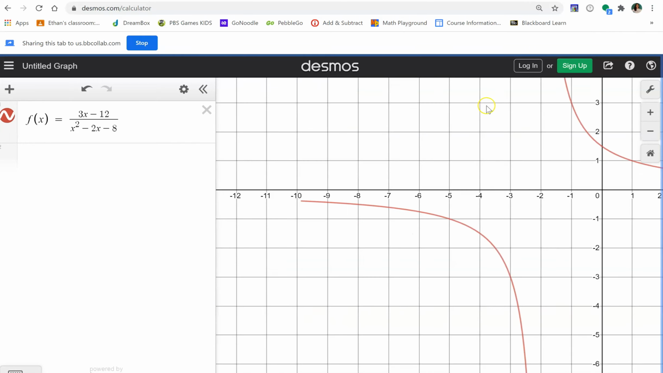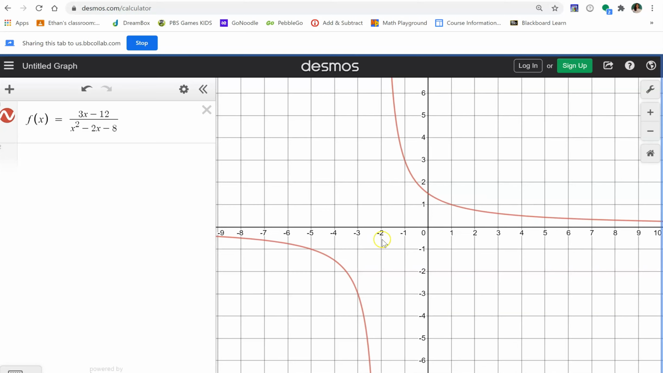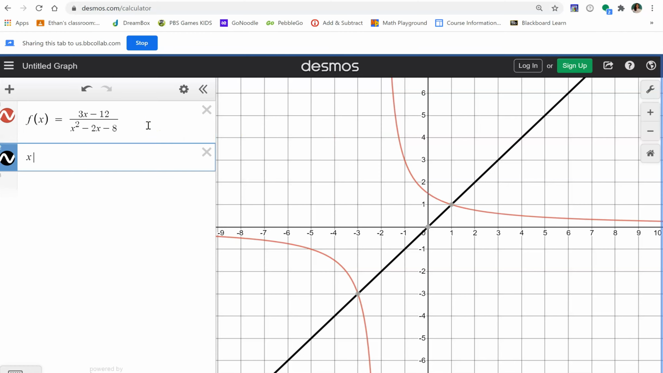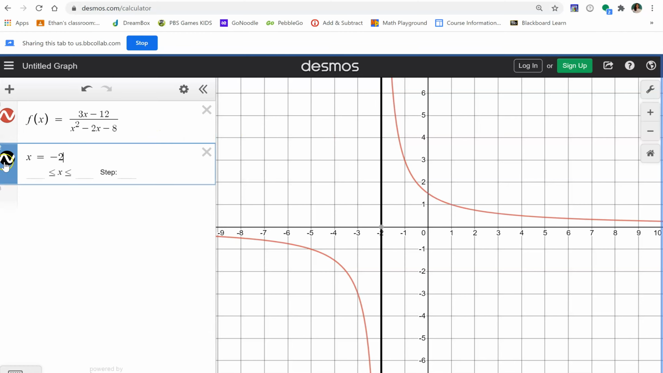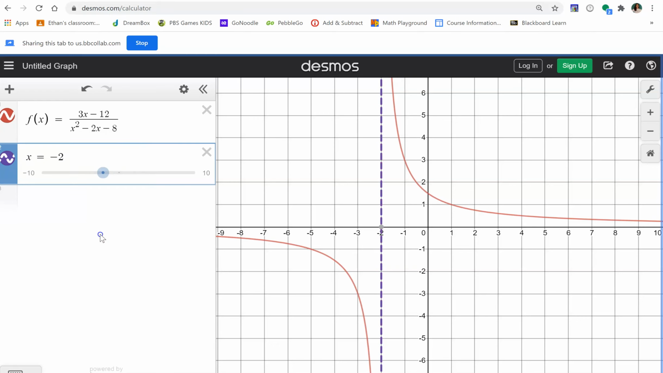So let's see what's going on here. I can see there's a vertical asymptote here where x equals -2. So let me type that in real quick. X equals -2 and make that dashed. So when x equals -2, there is a vertical asymptote. But when x equals 4, let's see what's happening there.